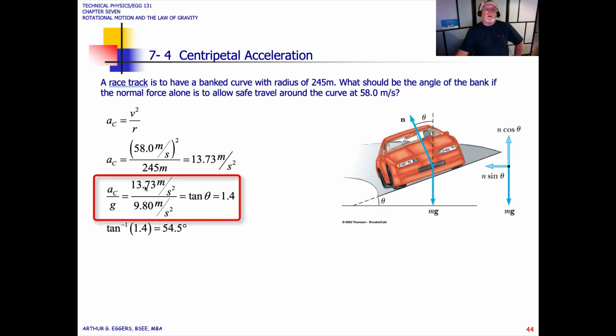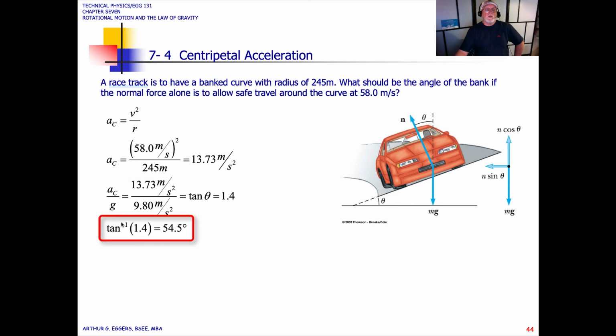Now, using that, we can solve for the bank angle. So the acceleration centripetal divided by gravity gives us a value that we can set equal to the tangent of theta, and that is 1.4. So the inverse tangent of 1.4 gives us a bank angle of 54.5 degrees.